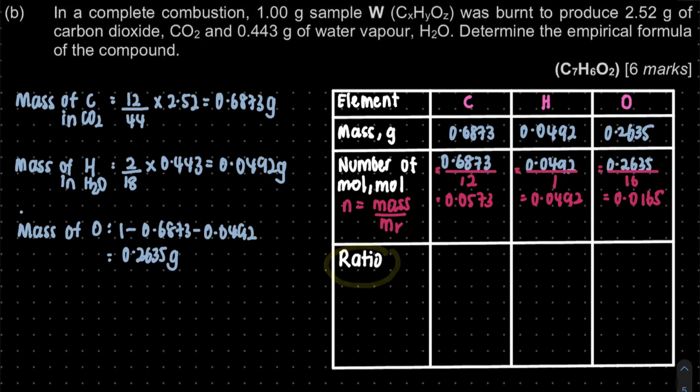Okay, to find the ratio, we're going to divide the number of moles by the smallest number among the moles. So between these three values, which one is the smallest? The smallest one is 0.0165. So we're going to divide these three values by 0.0165.